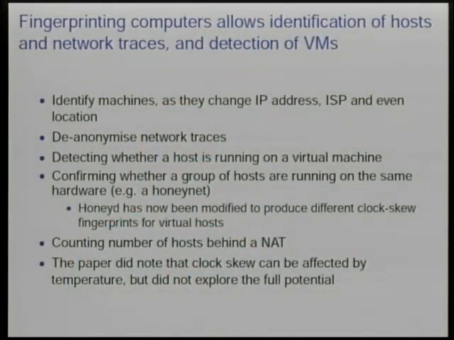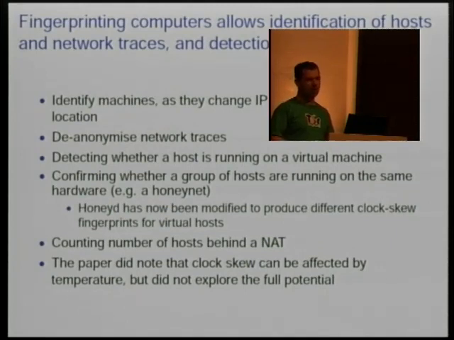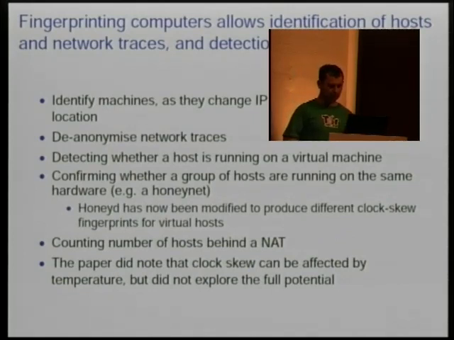You can also use it for counting the number of hosts behind a NAT. If you see all the packets coming from this box with the same IP address, it looks like they're all the same host. But if you look at the clock skew, then you might be able to see that there are a few machines behind this. This can be useful for trying to do network mapping if there are some other restrictions.